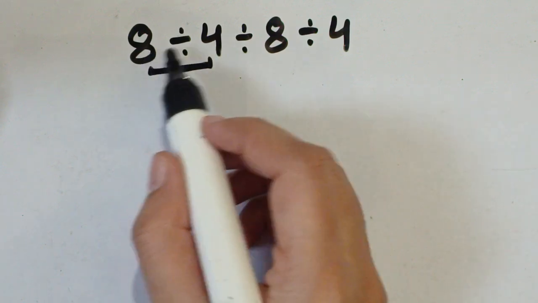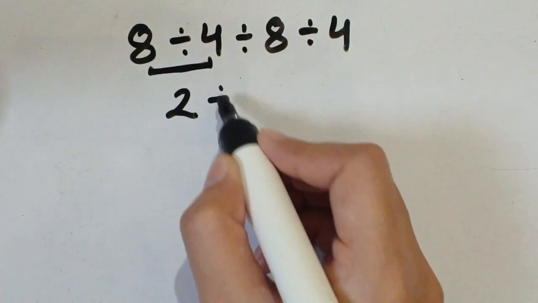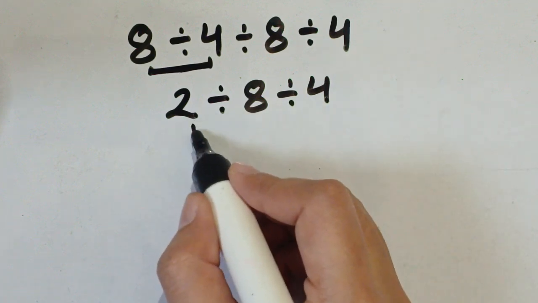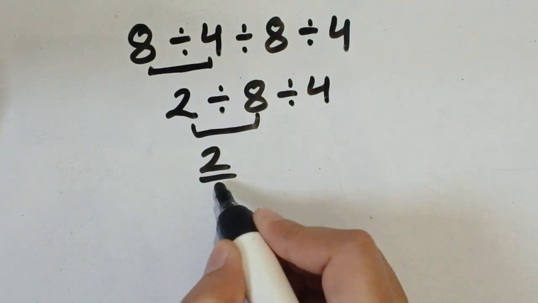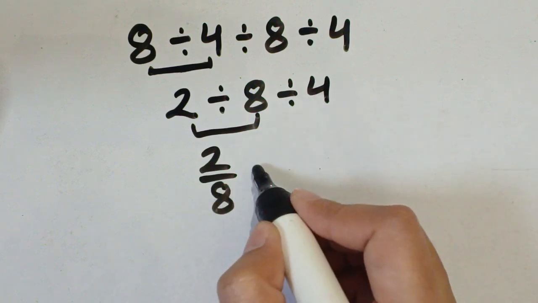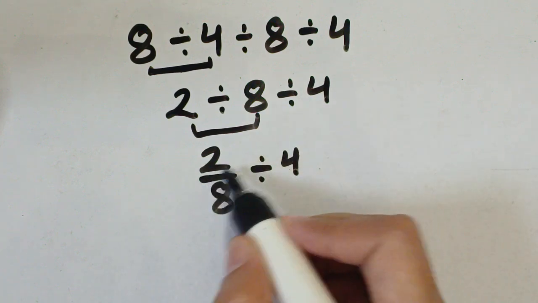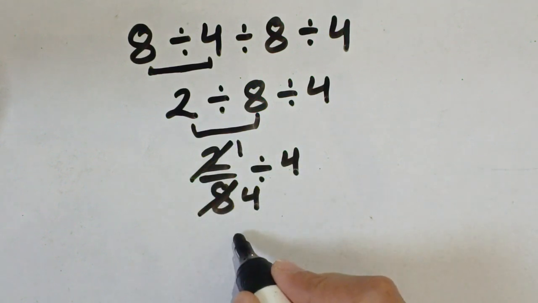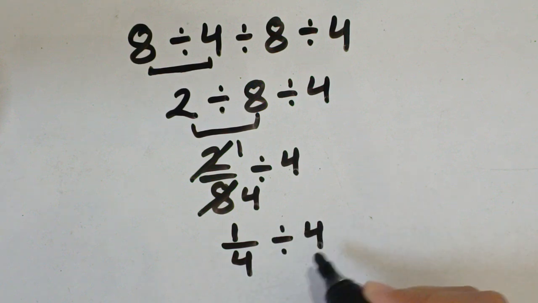So let's solve this. 8 divided by 4. So 2 divided by 8 divided by 4. Then we can write this as 2 by 8 divide by 4. Cut this, 2 ones are 2, 2 fours are 8. So 1 by 4 divide by 4.